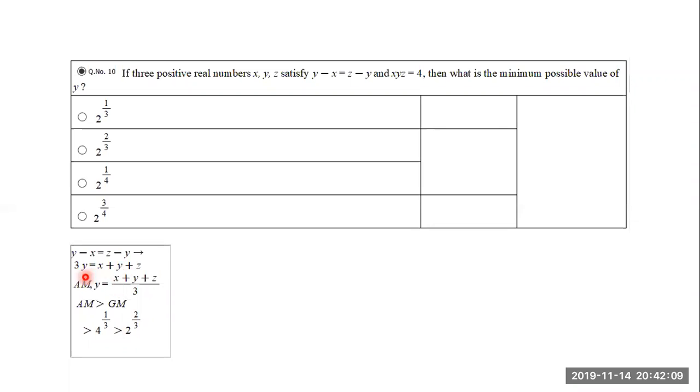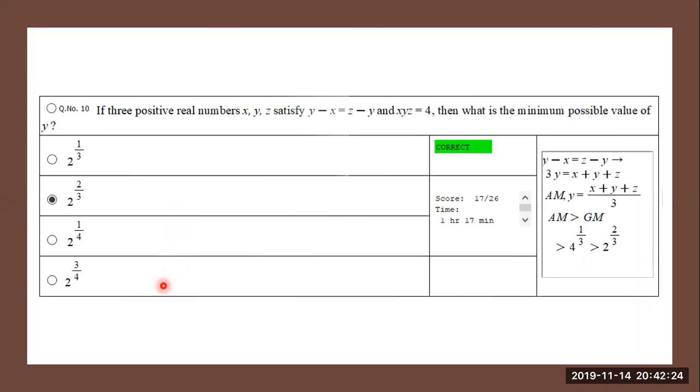The minimum the arithmetic mean can take is 2 power 2 by 3. It cannot be less than this because the arithmetic mean cannot be less than the geometric mean. So, what is the answer? 2 to the power 2 by 3. Very good. You got it. You got everything correct.